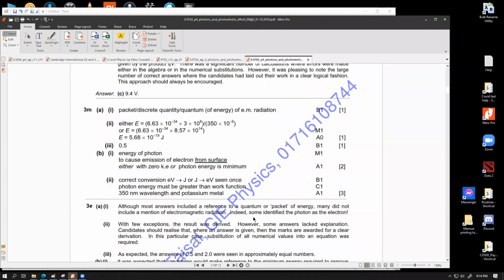This is wrong. This is one of some of the most common mistakes that the examiners found out. You are not supposed to do this.